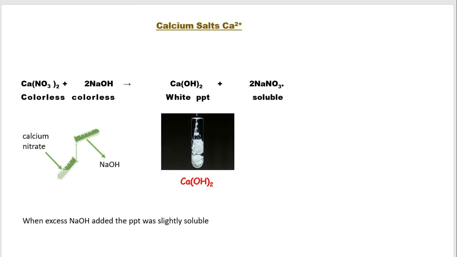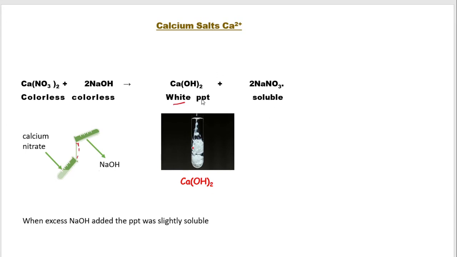The first we will be discussing is the calcium salts. So what happens when a calcium salt, I am taking the example of calcium nitrate, is taken in a test tube and sodium hydroxide solution is poured into that test tube containing calcium nitrate? It will form calcium hydroxide. The color of this precipitate is white. See here, this is the calcium hydroxide precipitate.